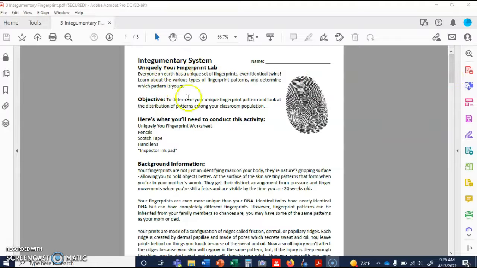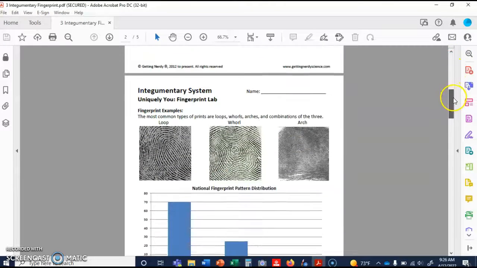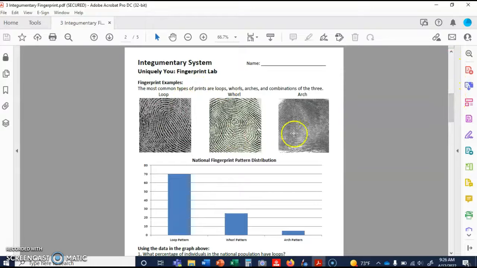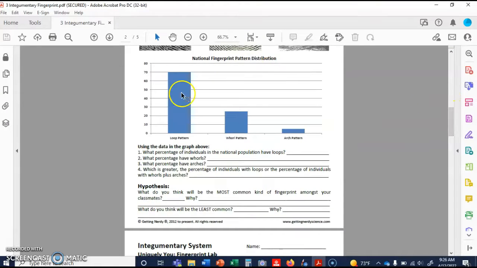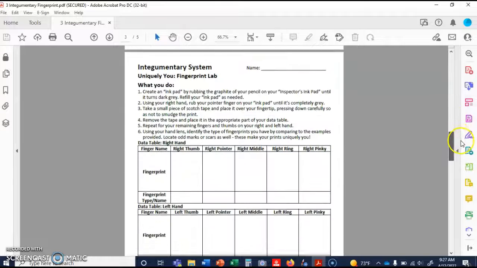So we've read through all of this stuff in class. And then these are the three different types of fingerprints, and this is the national fingerprint distribution pattern. So using the data above, this part we did in class, and the hypothesis should have been done in class as well. So I'm going to skip all of that.